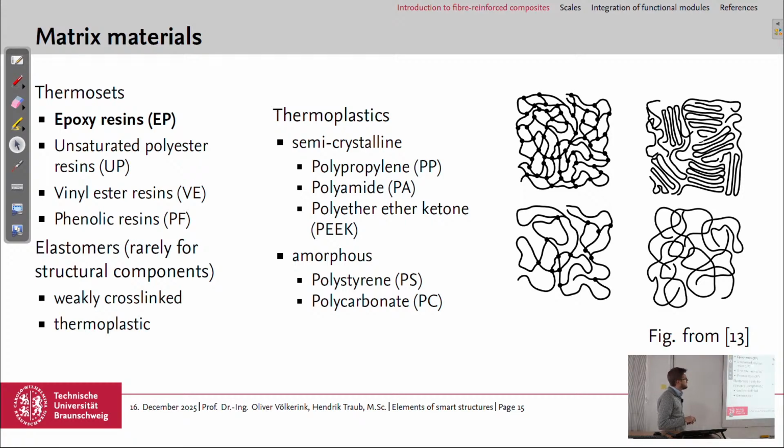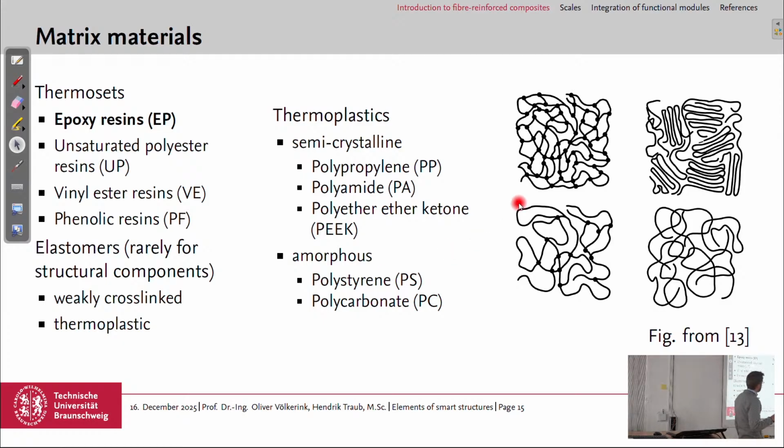Looking at the matrix materials, I think the most common matrix materials are epoxy resins, which can cure at room temperature or at elevated temperatures. Unsaturated polyester resins, vinyl ester resins, phenolic resins. Elastomers are rarely used because they don't have such high properties. And we can also use semi-crystalline thermoplastics like PP, PA, or PEEK, or amorphous thermoplastics like polystyrene, PS, or polycarbonate.